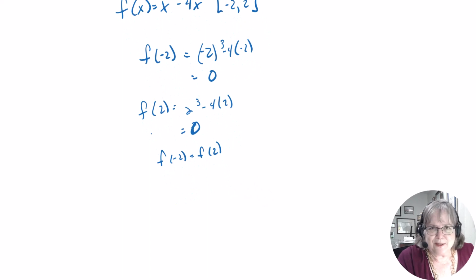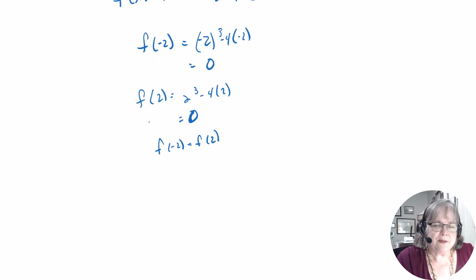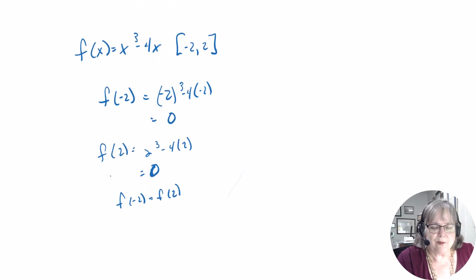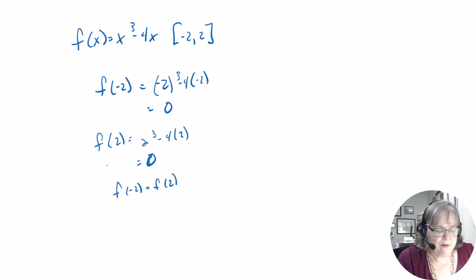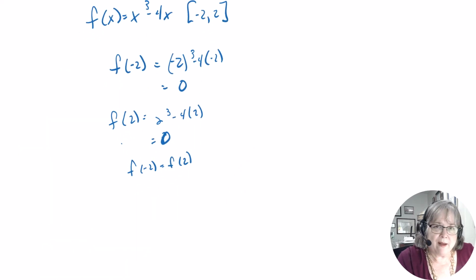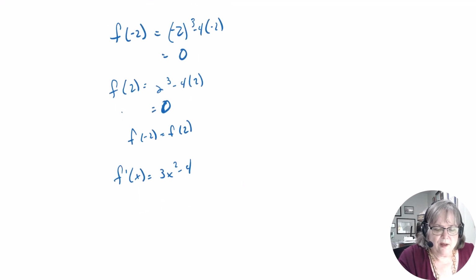So I know it's differentiable. I know it's continuous. I know that the heights are the same. So there must be some x values between -2 and 2 for this curve where the slope would be 0, where it would have a horizontal tangent. And these are critical points. So what we do is we take the derivative, which is 3x squared minus 4, and we say, where would that be equal to 0?